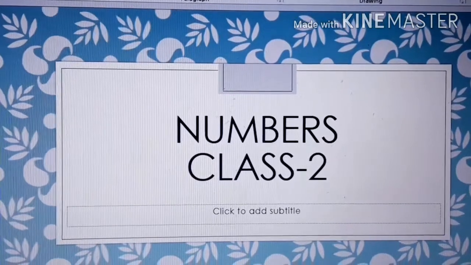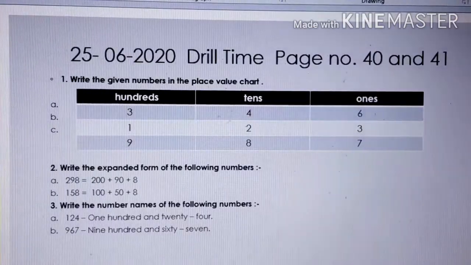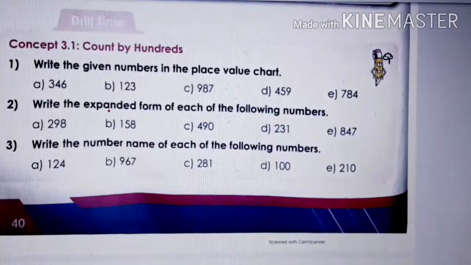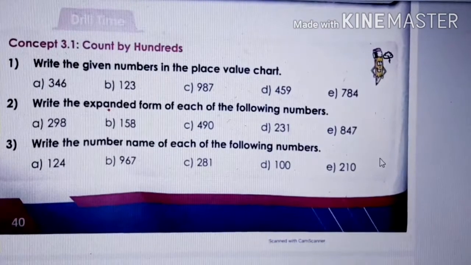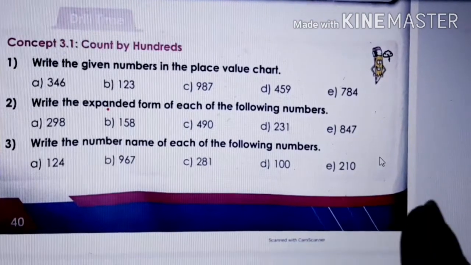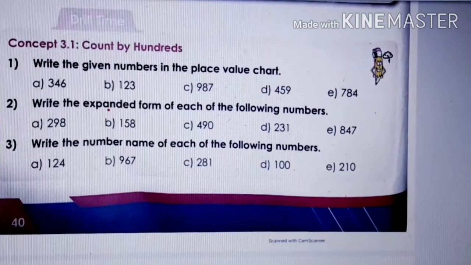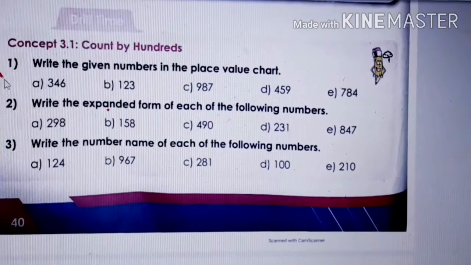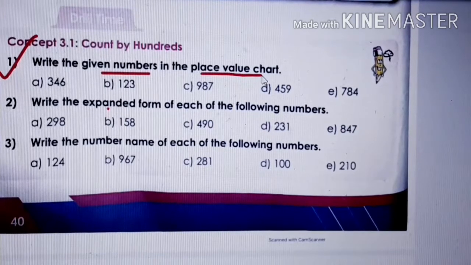So let's start. Children, let's start the class with your drill time. Take out your book, page number 40, children. Today we will do the drill time. These are all questions which we have come across in this chapter. Okay, so let's start. Your first question is, write the given numbers in the place value chart.